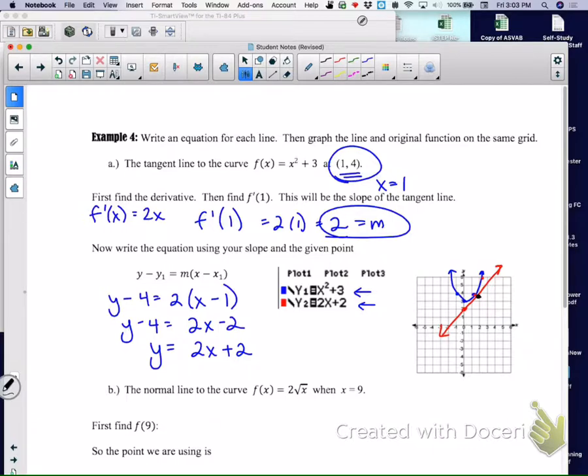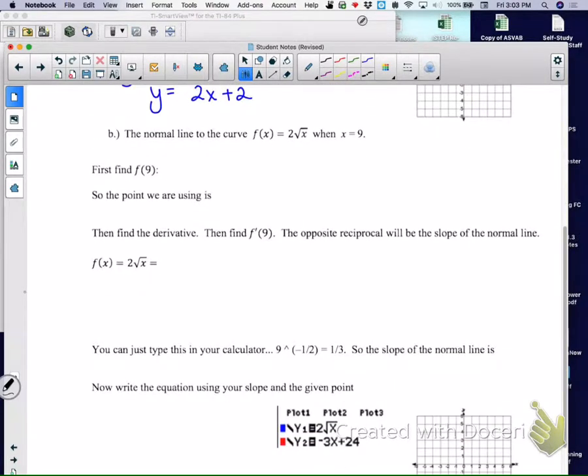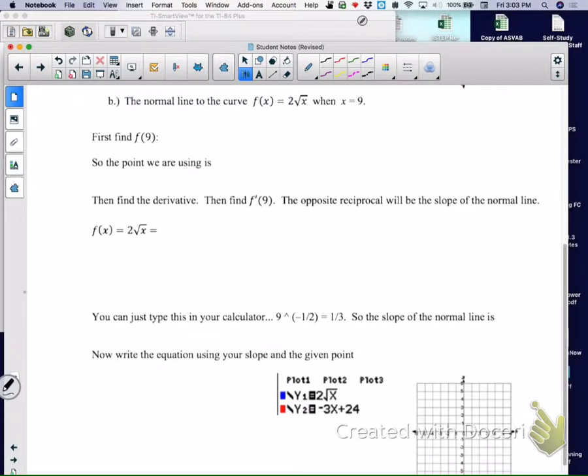Right. Okay, one more. This time we're doing a normal line. So you're going to start off just like you were doing a tangent line. Now, the one big difference on this one is that they didn't give me a point. They just gave me the x. So I do have to find out the y that goes along with that x. So f of 9 is going to be 2 times the square root of 9, which would be 2 times 3, which is 6. So the point we're using is 9 comma 6.